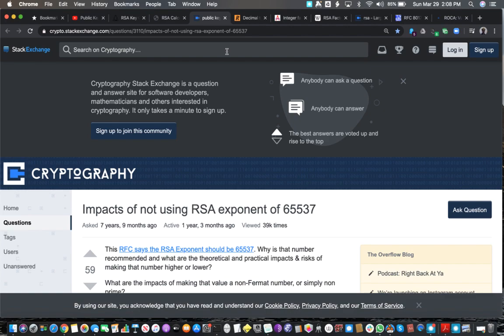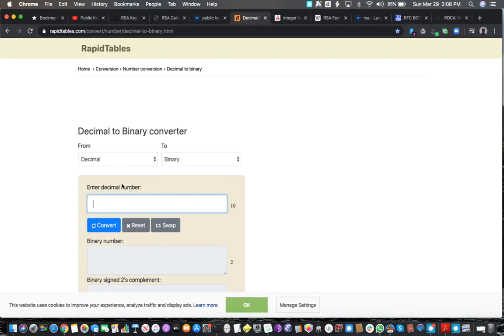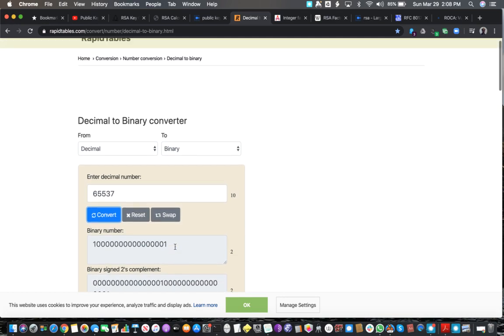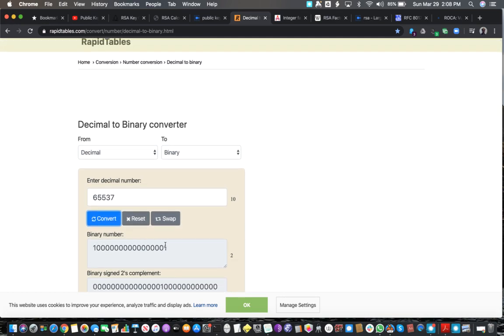So the real reason, let's do the following. Take this number 65537 and express it in binary. So take a decimal to binary converter and type 65537 and see what we get. And what you see here is that this is a number which begins with a 1, ends with a 1, and has all zeros in between. Why have they done that?